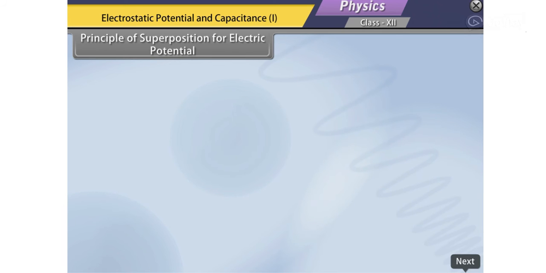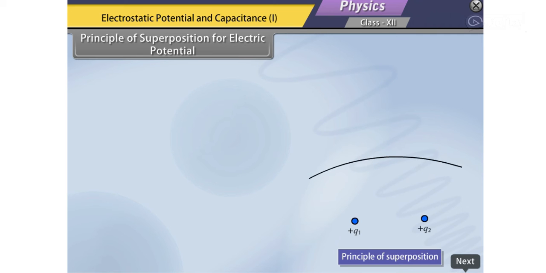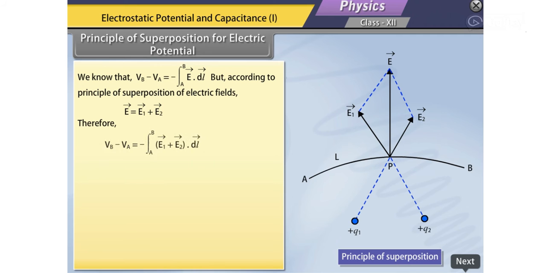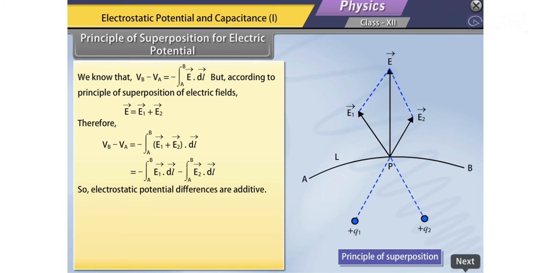Principle of superposition for electric potential. Let us consider 2 point charges +Q1 and +Q2. Take any 2 points A and B in the combined electrostatic field of 2 charges Q1 and Q2. Choose a curve L between A and B. We know that V_B − V_A = −∫ from A to B of E·dl. But according to principle of superposition of electric fields, E = E1 + E2. Therefore, V_B − V_A = −∫ from A to B of (E1 + E2)·dl. So, electrostatic potential differences are additive.